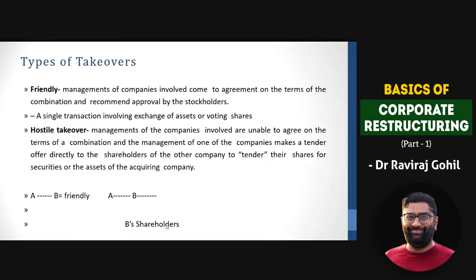So in friendly and hostile takeover, the main difference is the consent. In friendly takeover, both the companies are agreeing, the acquirer is also agreeing, and the target is also agreeing. Whereas in case of hostile takeover, the target is not agreeing, but the acquirer anyways wants to acquire the company, so he or she, maybe the company, goes into open market and buys the shares from the open market from the shareholders of the target company by giving them a tender offer, right?